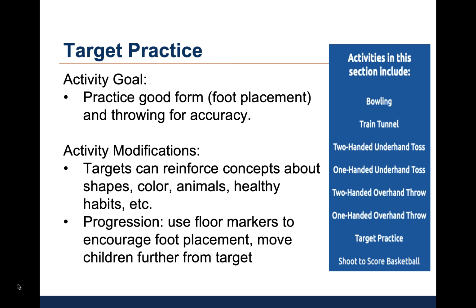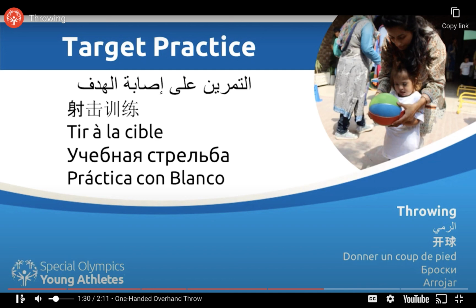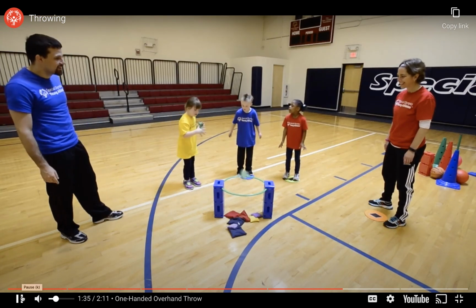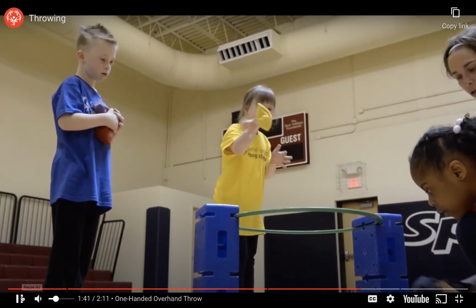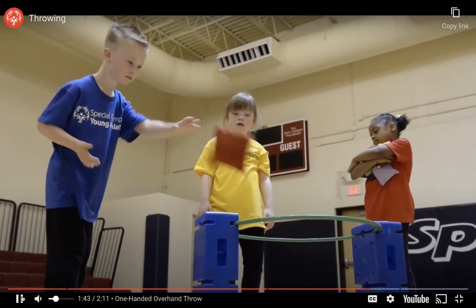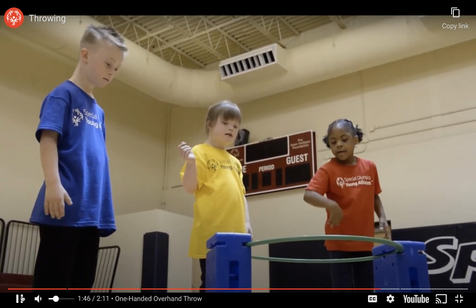The goal of this activity is to use good form in terms of foot placement and to increase accuracy when throwing overhand with one hand. Let's watch a video of this activity. The children take turns tossing beanbags into a hoop oriented like a basketball hoop. As the children progress, the floor markers can be moved further from the target.